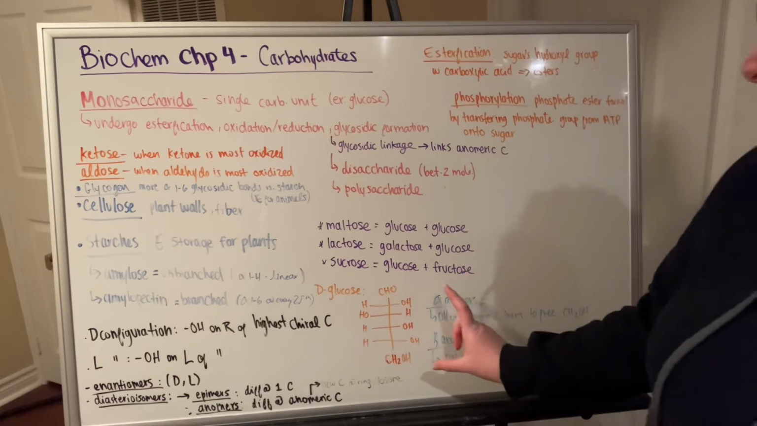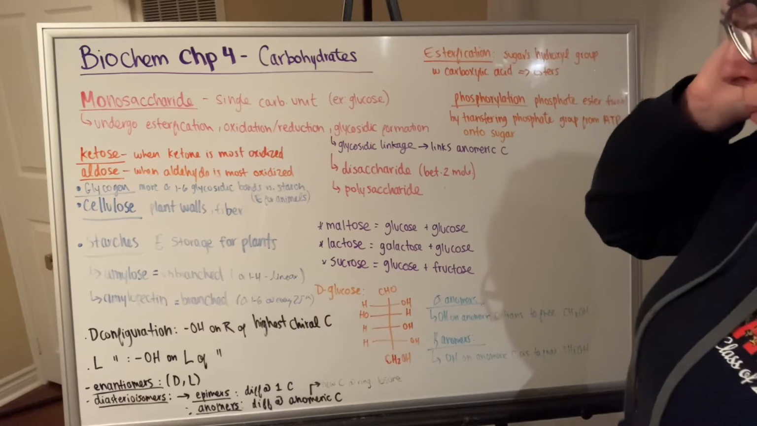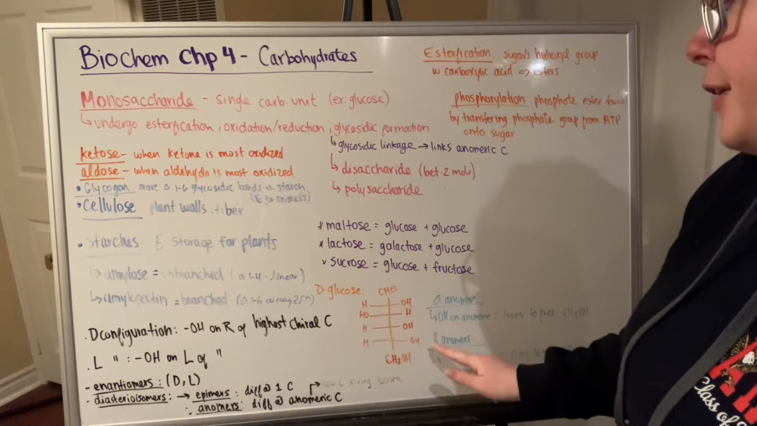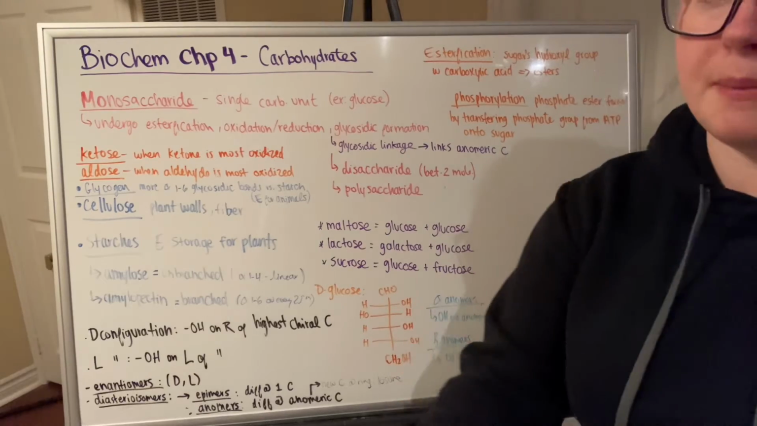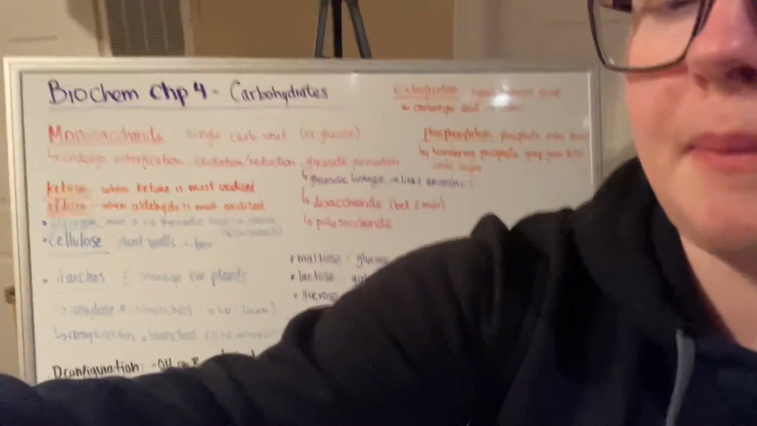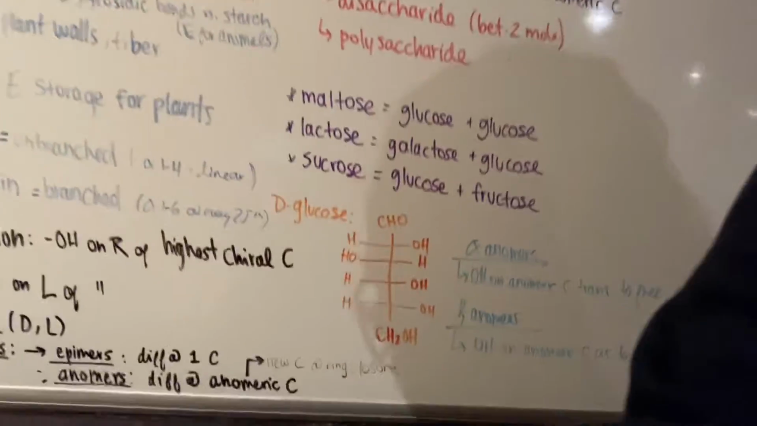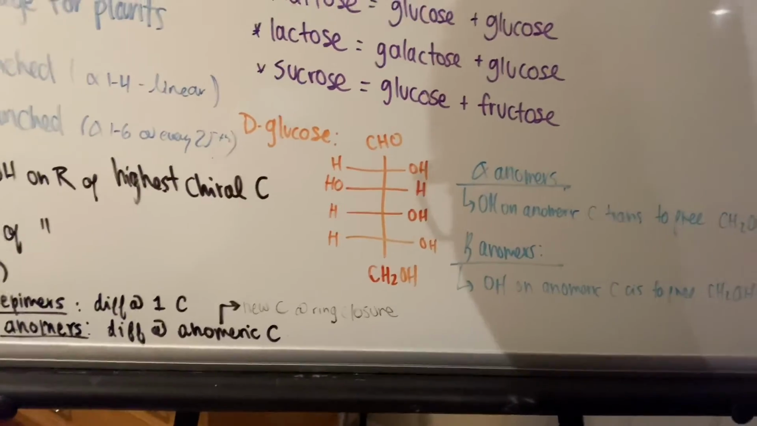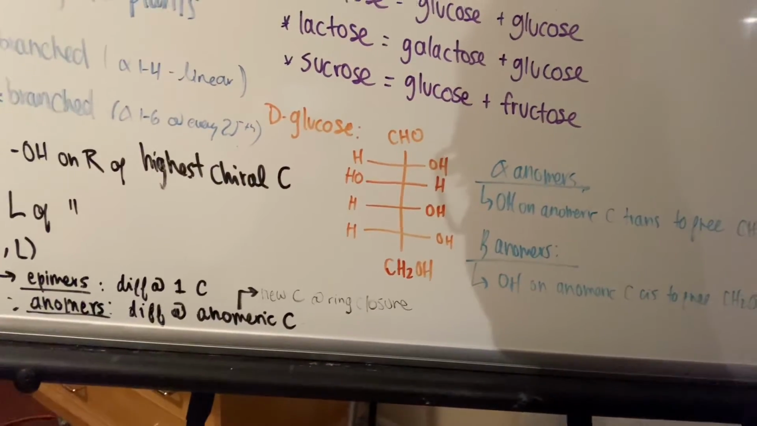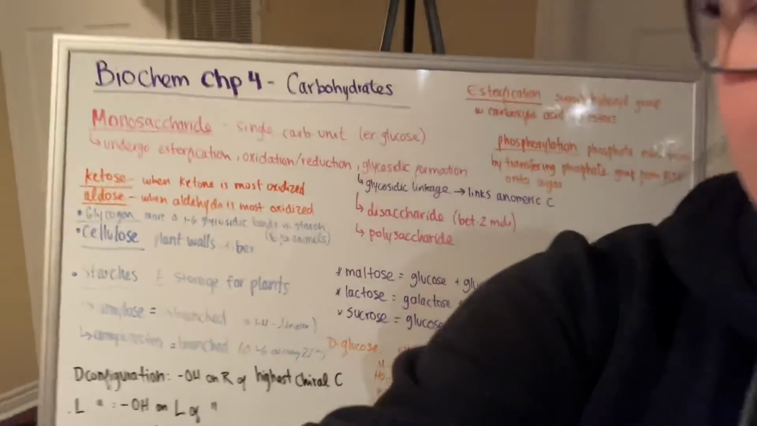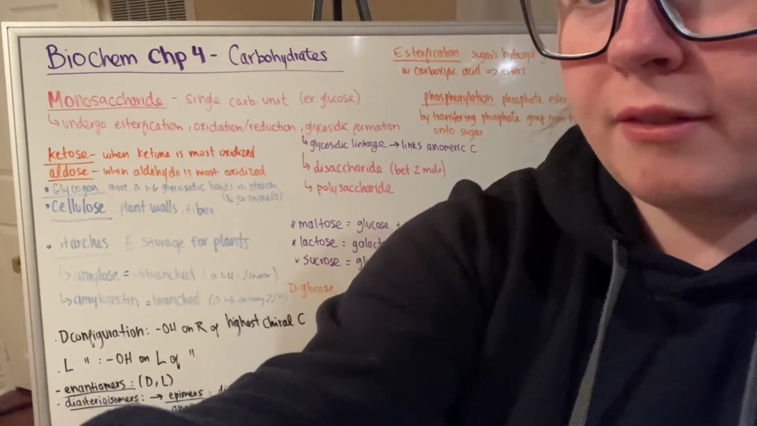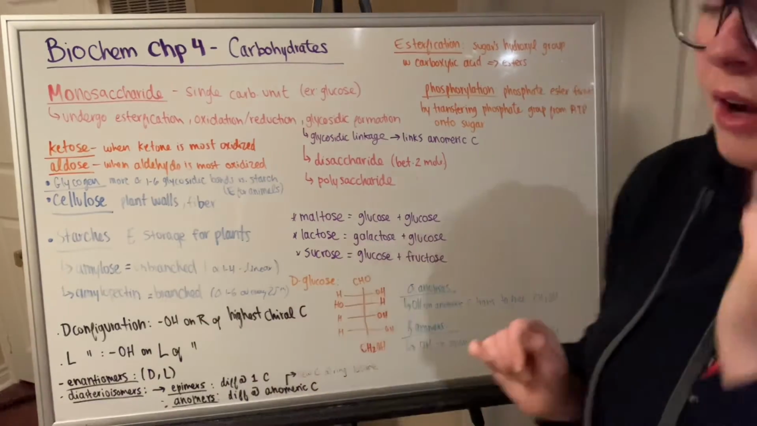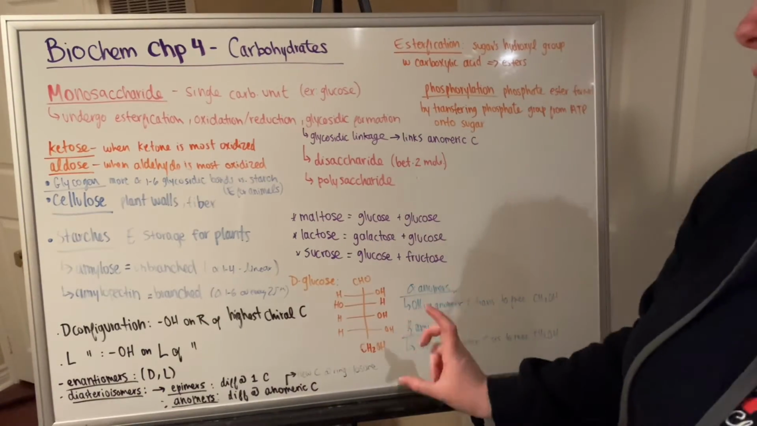So if we go back to the configurations that we were looking at before, this diagram is D-glucose, and I'm going to bring it down here so you can see a little better. Okay, so that there is D-glucose, and I'll explain why. All right, so this is D-glucose, right?